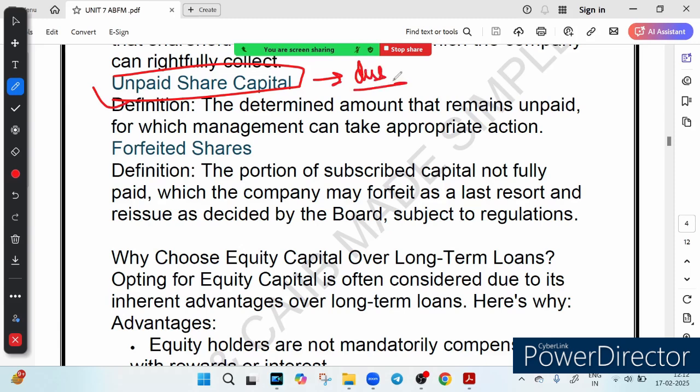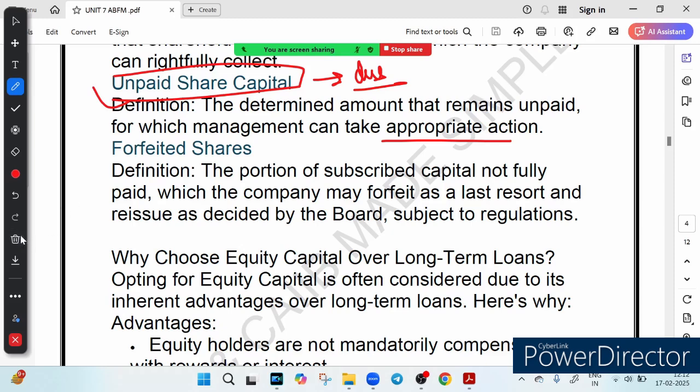If a shareholder fails to pay even after a reminder, this becomes unpaid share capital. Just as a bank reminds, the company can take legal action or set rules for payment recovery. So the company has issued the share, but it has not received the payment despite multiple reminders to the shareholder, but the shareholder is not paying it. And so this is called unpaid share capital. The company can take appropriate action, or legal action, or set rules for payment recovery.